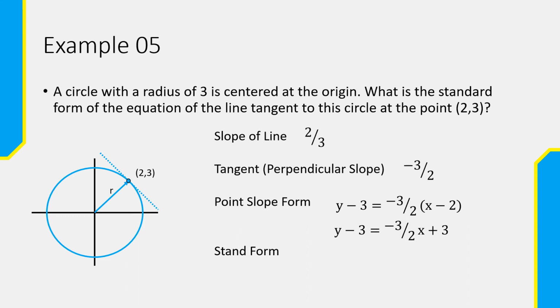The last step in order to determine the equation is to rearrange the equation to get y all by itself on the left-hand side. By doing this, we will simply add 3 on both sides. By doing that, we have calculated the equation of the line in slope-intercept form, tangent to the circle at the point 2, 3, to be y equals -3/2 x plus 6.